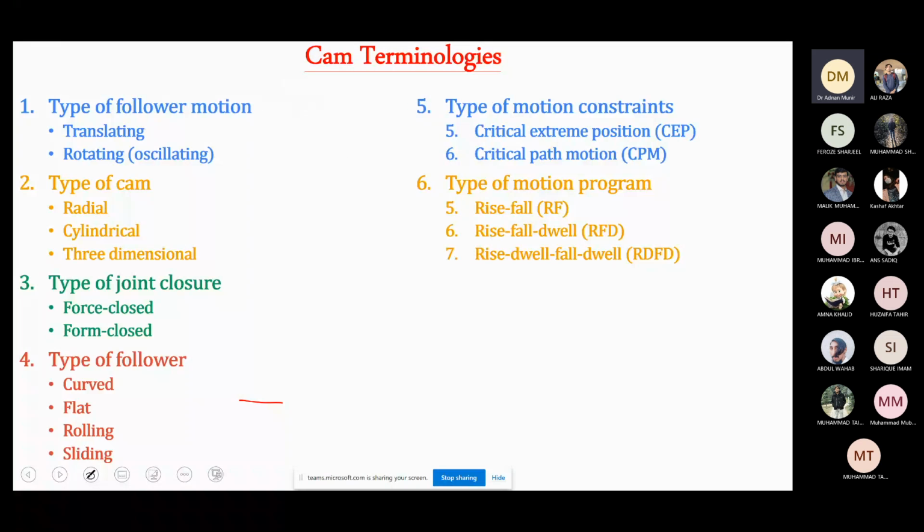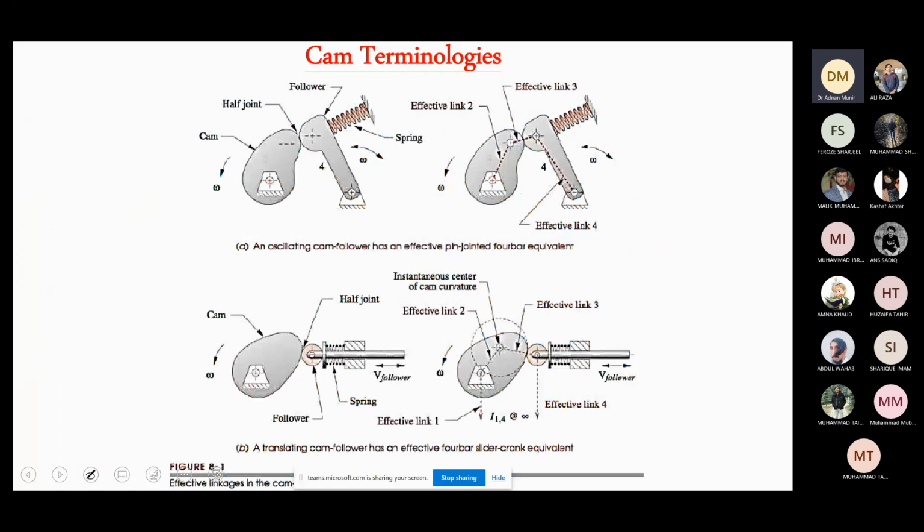And then the last type of classification is based on the type of motion program. So whether we have rise-fall, rise-fall-dwell, or rise-dwell-fall-dwell. Now we'll discuss this motion program also. Rise, what does rise mean? What does fall mean? Dwell, what does dwell mean? We will be discussing this in the coming slides also. So these are the cam terminologies, or in other words, the classification of cams.